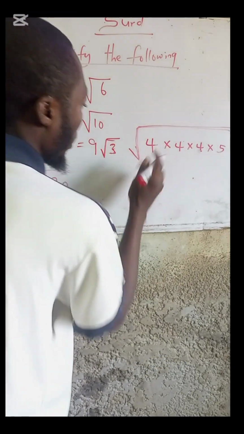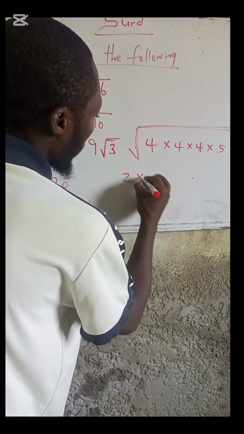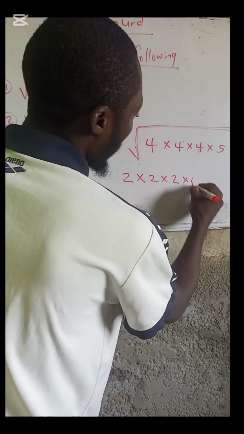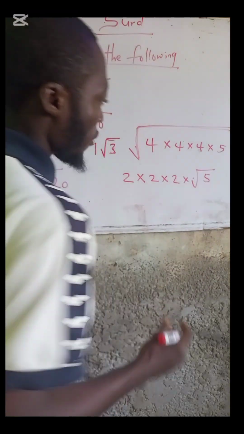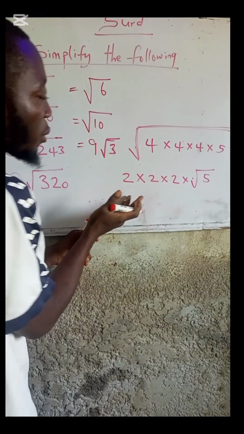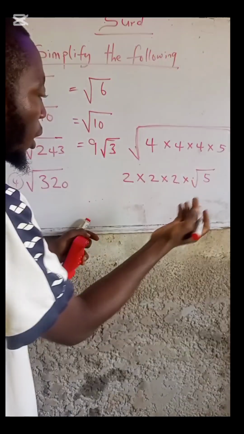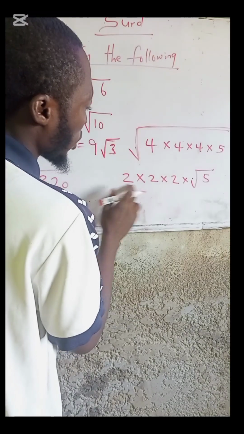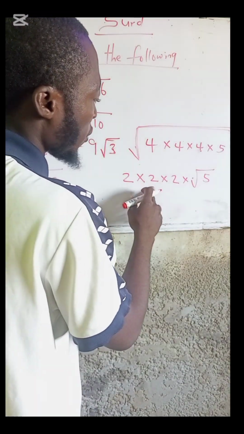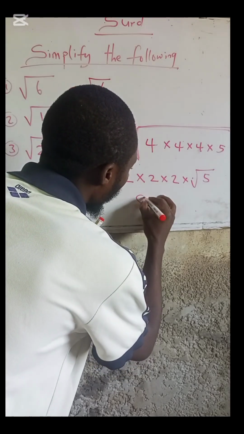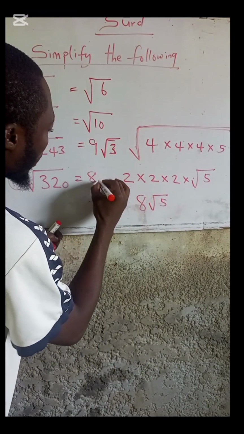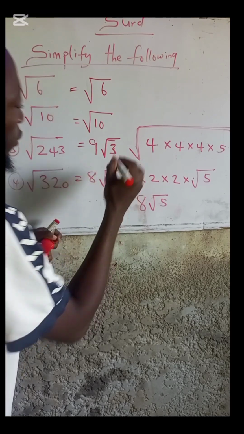So this is 2 times 2 times 2, then times root of 5. I'm very sorry, I skipped a step because I'm supposed to bring this out, but because of the space I don't have, I leave it like this. So 2 times 2 is 4, 4 times 2 is 8. So I have 8 root 5 as my answer here. 8 then root of 5.